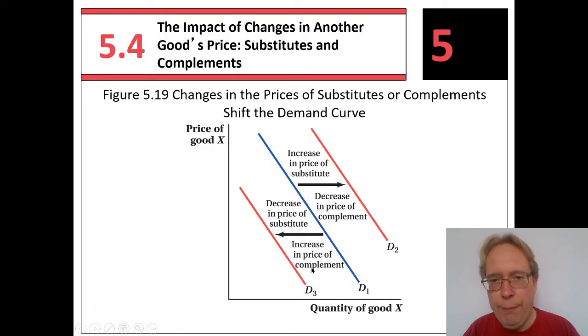But if it's a complement and the price increases, then people want to buy less of this product. So in that case, the demand function for this product shifts inwards. And the opposite is true, of course, with a decrease in the price of a substitute and with a decrease in the price of a complement, as you can see here.